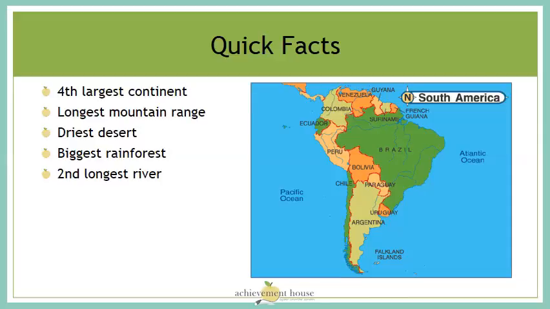Here are some quick facts about South America. It's the fourth largest continent. It has the longest mountain range, the driest desert, the biggest rainforest, and the second longest river in the world.